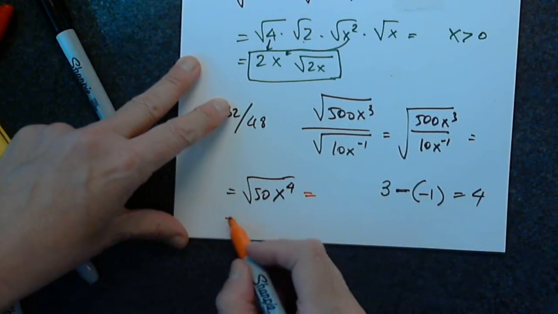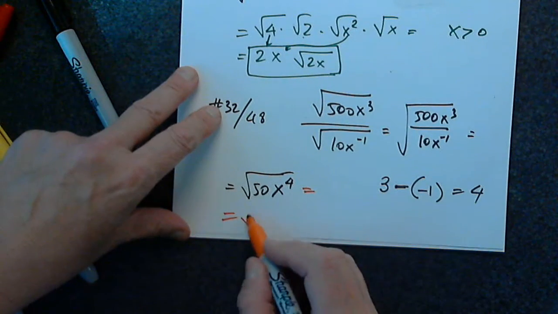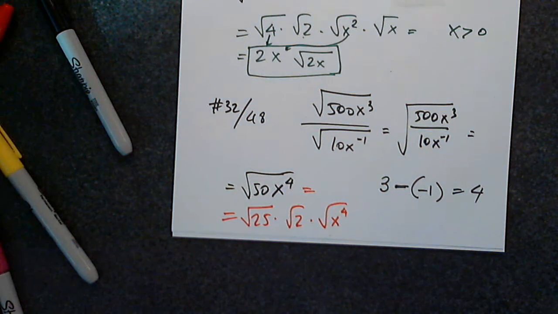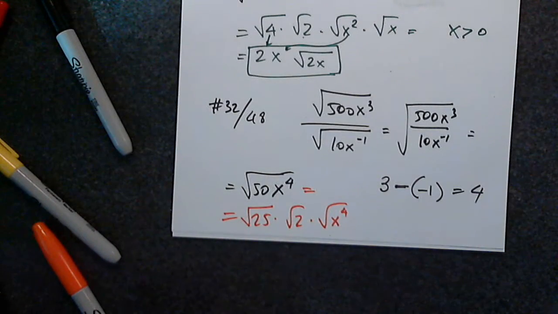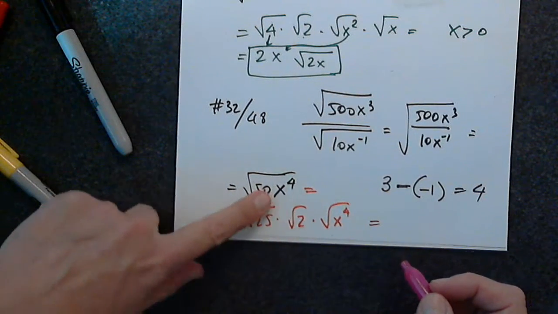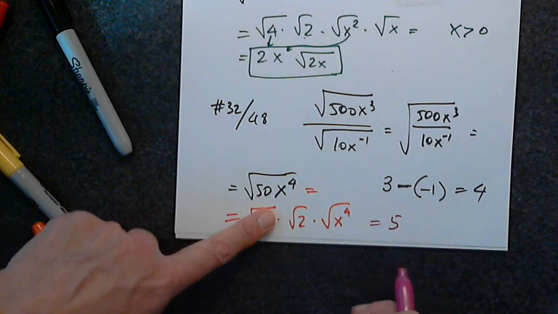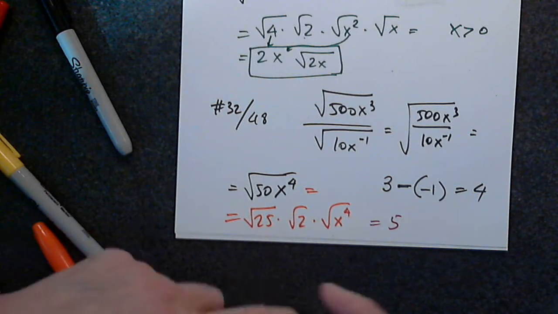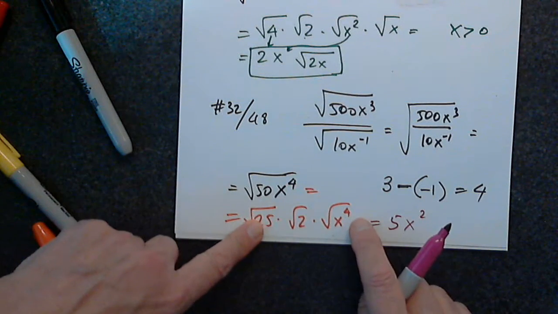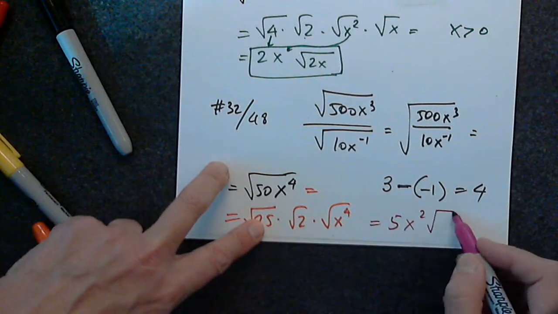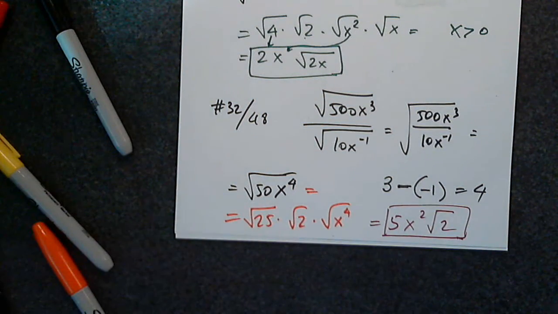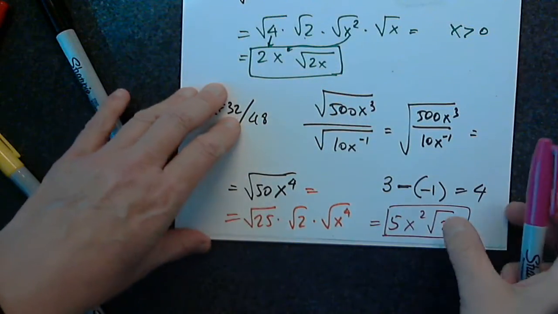Okay, so now I will split it, and 50 has to be presented as the square root of 25, the square root of 2, and the square root of x to the fourth. So instead of 50, we wrote 25 and 2, and we know the square root of 25 is 5. And we know the square root of x to the fourth is? X squared. Very good. We copy the base and we divide 4 by 2. So this is the square root of 2. And this is fully simplified. We can't do anything else to it. 5x squared times the square root of 2.